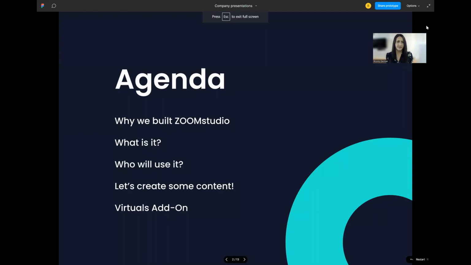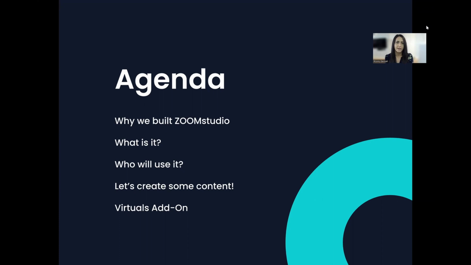So just a quick agenda. We're going to start by looking at why we built ZOOMstudio. And again, this is relevant because the virtual tool is going to be part of ZOOMstudio, at least in the first few phases. Then we're going to look at what ZOOMstudio is, who uses it. We're going to create some content, and then we're going to look at the virtual add-on. The virtual add-on is a tool that we are currently building, and we're shooting to roll it out at the end of Q2 or around the end of Q2.